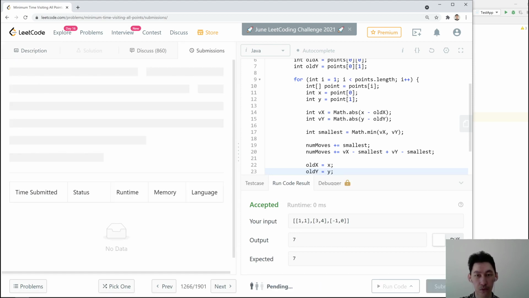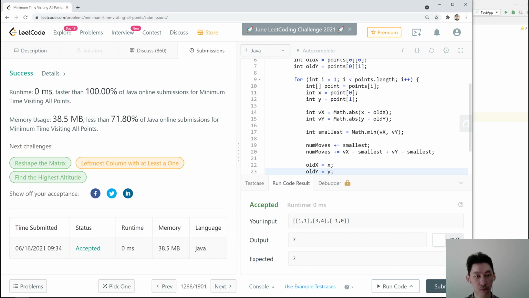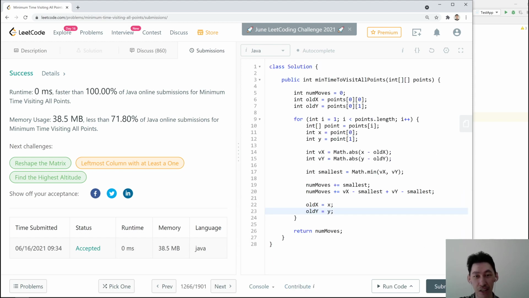Okay, let's try that for real. Zero milliseconds. That's impressive. It's probably not 0. It's probably something like 0 point something, and it was just rounded. Anyway, it passed. I'm happy with that.